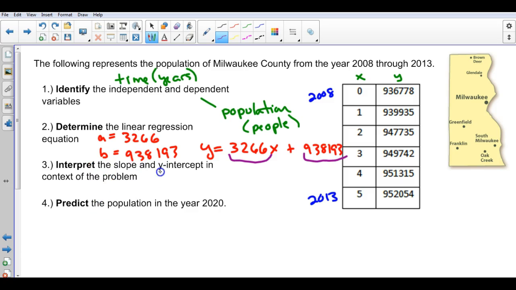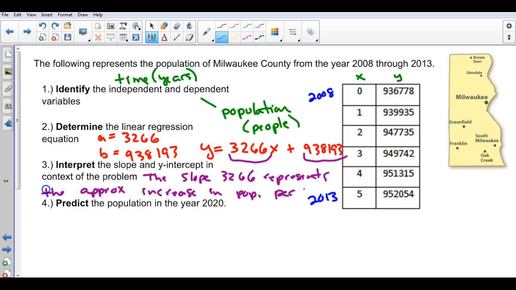So, and I'll write this right below here. I'm going to write that the slope 3266 represents the approximate increase in population per year. So again, what that means is every year there's approximately 3,200 people being added to the city, and that's why, as you can see, from 2008 to 2013, it seems like a pretty big increase because we're going from 936,000 to 952,000. So we're gaining a lot more people in the city.